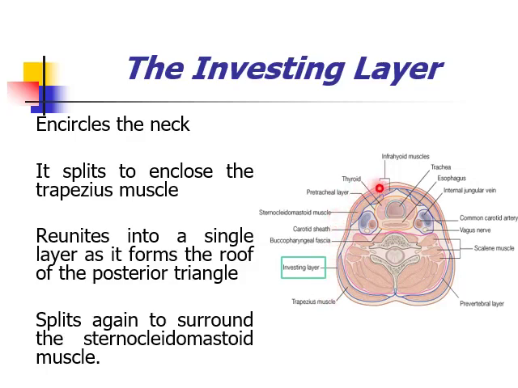So the investing cervical fascia splits to enclose 2 muscles at the front, 2 sternomastoids, and splits 2 times at the back on both sides to enclose the trapezius muscle.